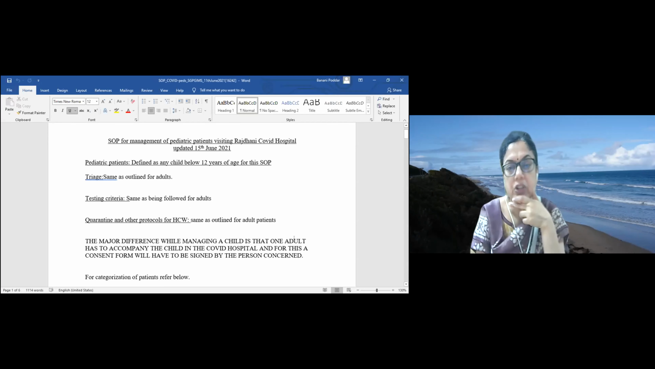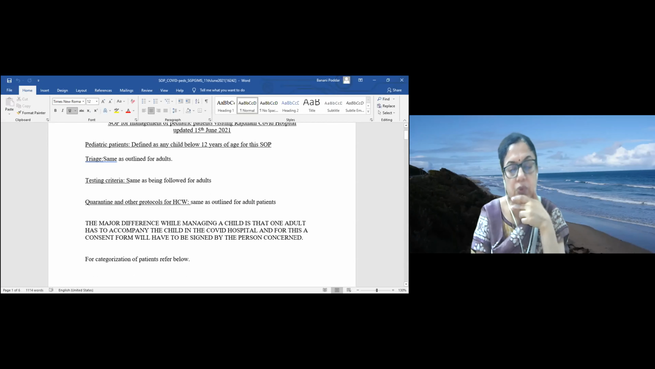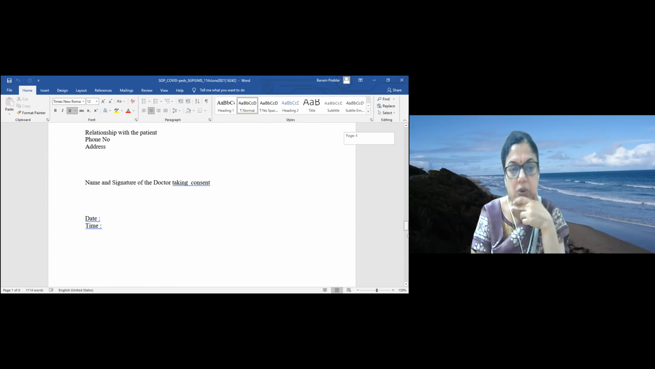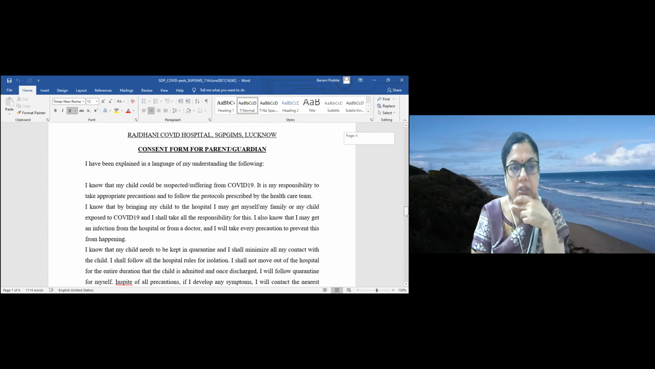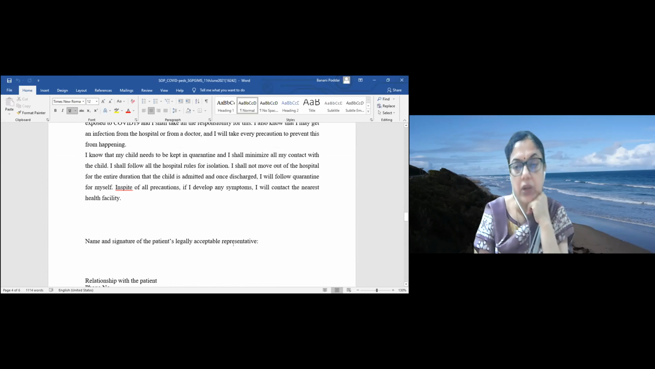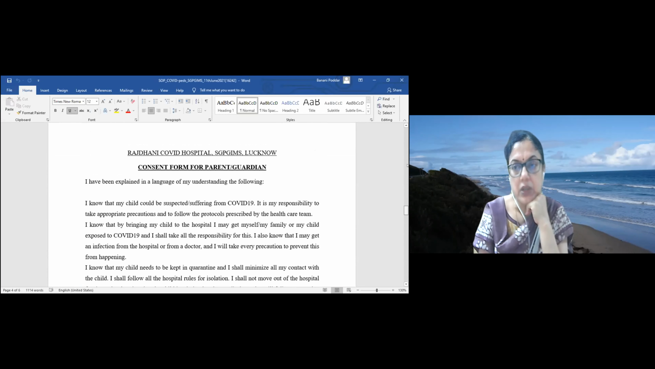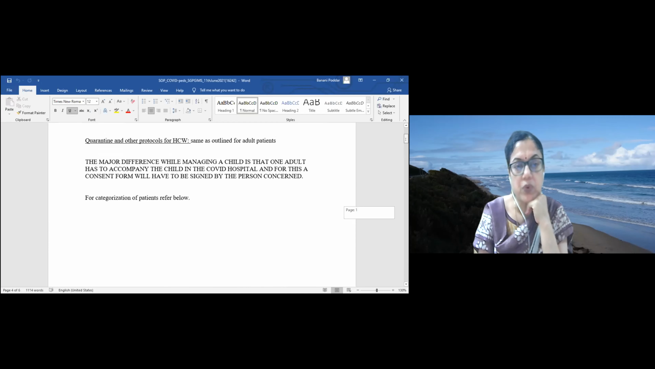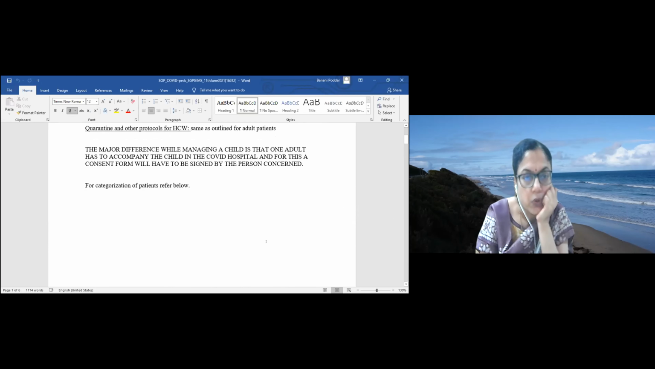Major difference while managing a child. This is very important that all of you should know this, that one adult has to accompany the child in the COVID hospital, and for this, the consent form will have to be signed. So the consent form is also attached here. This is the consent form, and the mother or the father, whoever is going inside with the child, will sign this, and only then we allow the child to be admitted. This may not be true for children above 12 years, so we don't bother.